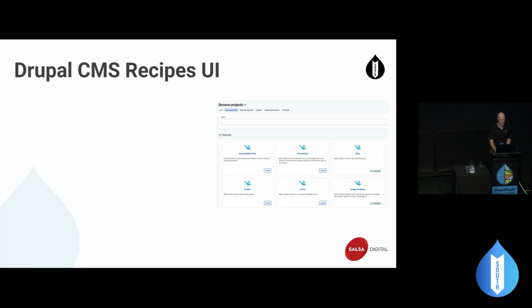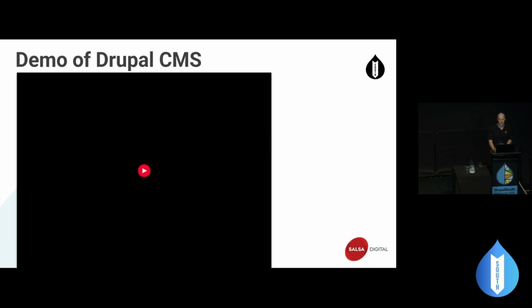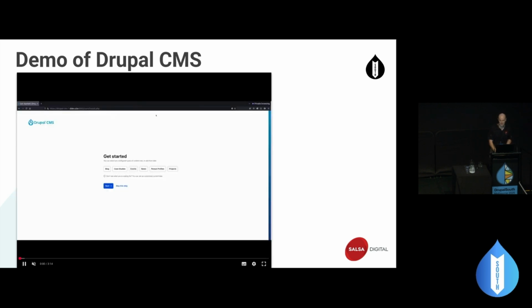Okay, so Drupal CMS provides two entry points to recipes via the UI. If you start up a Drupal installation, you encounter recipes before you even begin installing the website. And after you've installed your website, there's the project browser module, which you install, which gives you a browser mode where you can pick and choose recipes to install on your site. And so I've got a little demo of the first part of the screen.